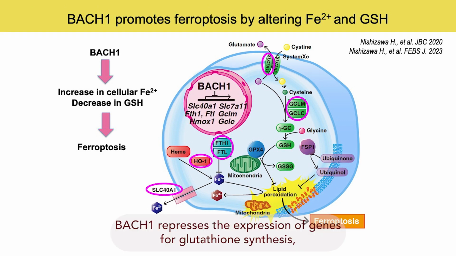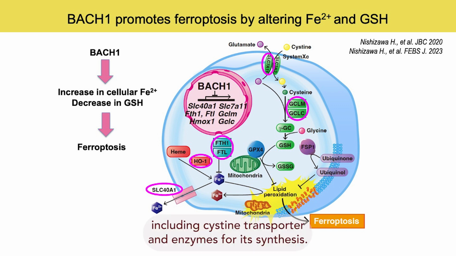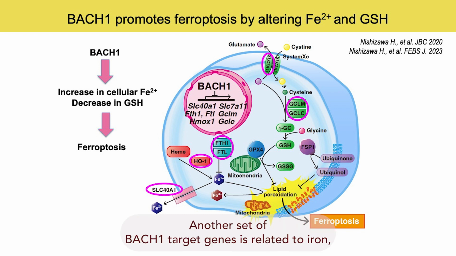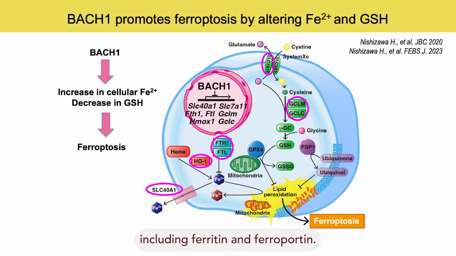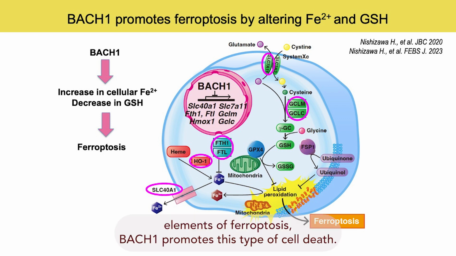How? BACH1 represses the expression of genes for glutathione synthesis, including cysteine transporter and enzymes for its synthesis. Another set of BACH1 target genes is related to iron, including ferritin and ferroportin. By altering the metabolism of two key elements of ferroptosis, BACH1 promotes this type of cell death.